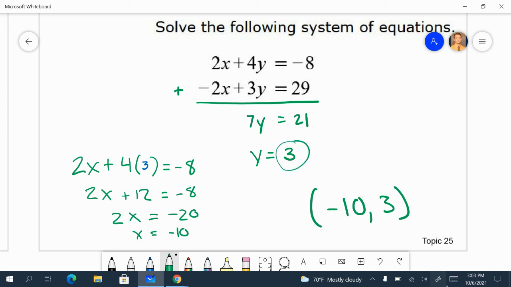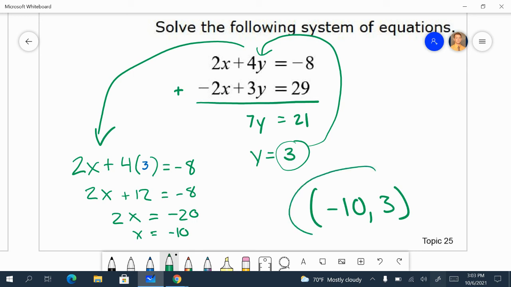Took that 3, and I plugged it in for the top one. You can choose either one, but I chose the top one. My work for that is shown right there. Plugged in the 3. That blue 3 right there is me substituting it. Solve for x. My solution is negative 10, 3.